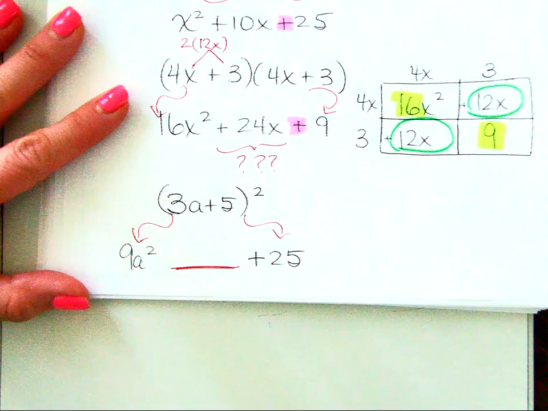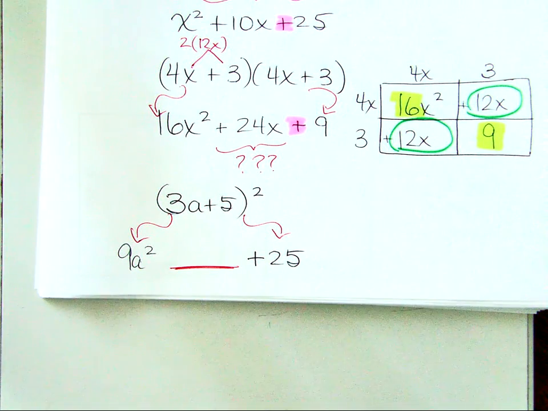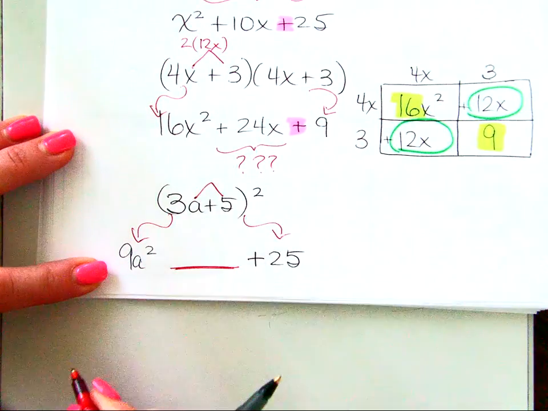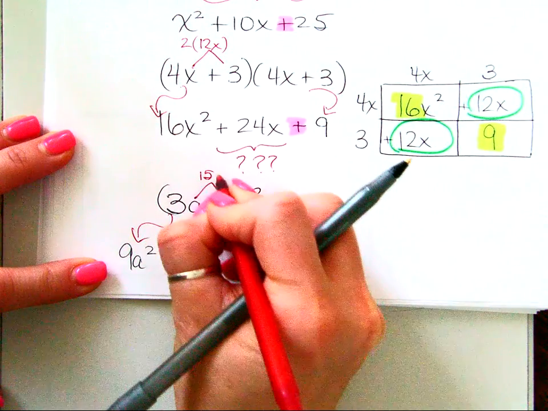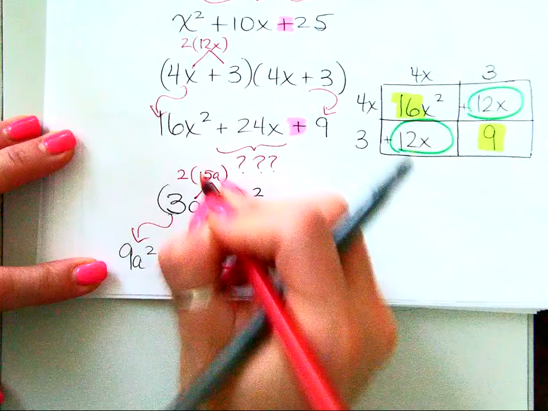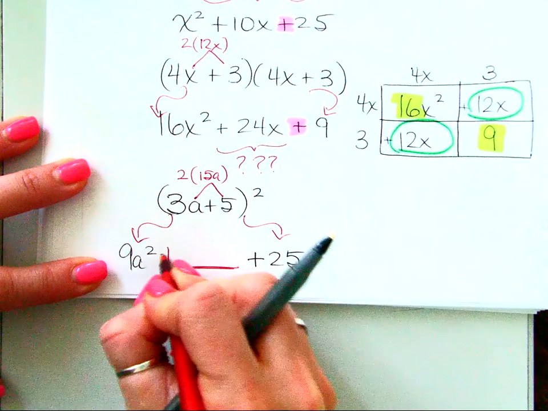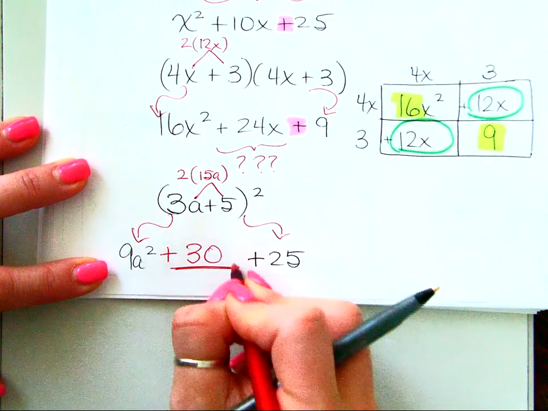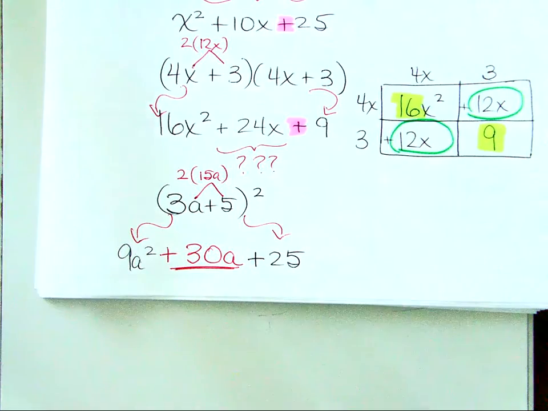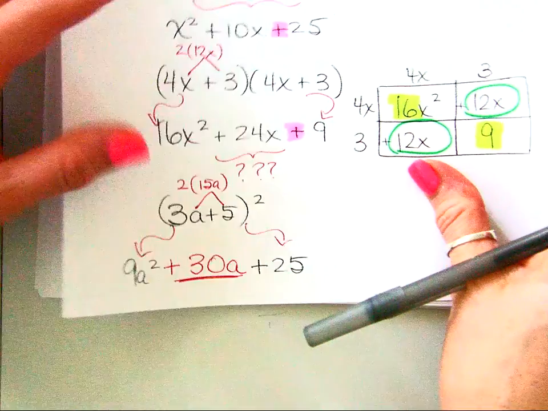And how can I get that middle term right here? Because the ends are easy. 3a times 5 is 15a. And doubled is positive 30a. Without any work shown. Okay, let's do another one. And then in a minute I'll give you the name of special case number 2. Okay, let's try this one.